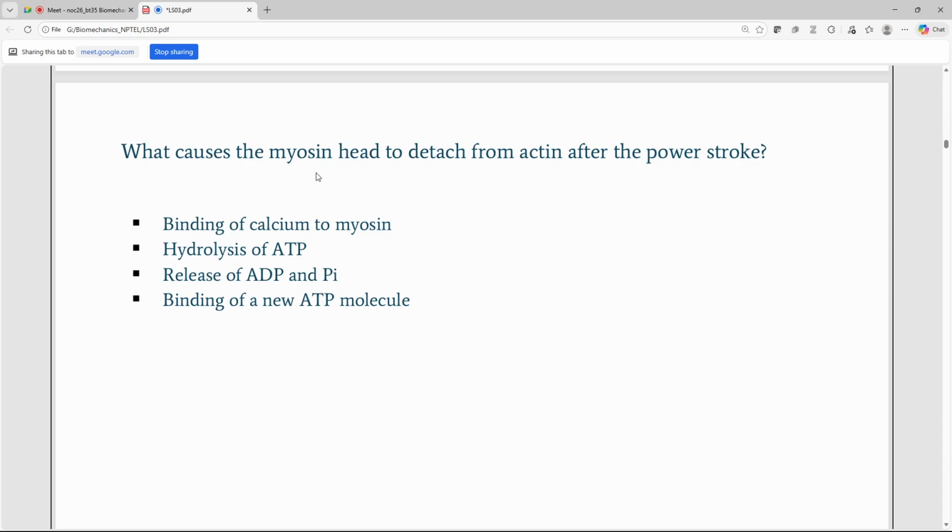What causes the myosin head to detach from the actin after the power stroke? Options are binding of calcium to myosin, hydrolysis of ATP, release of ADP and Pi, binding of a new ATP molecule. So, what causes the myosin head to detach from actin after the power stroke?